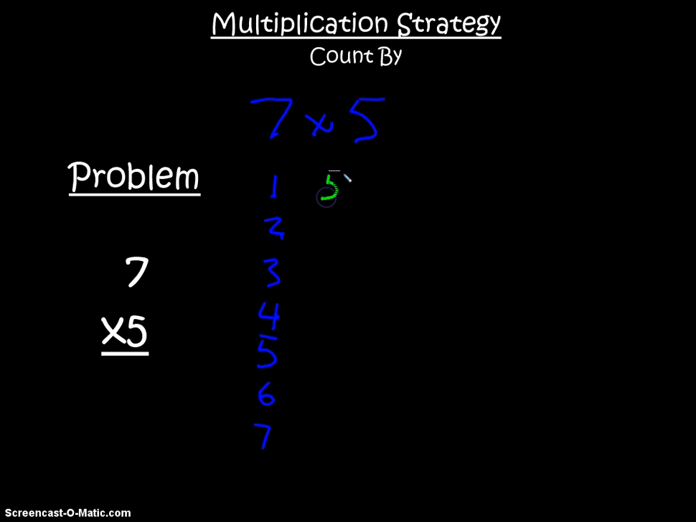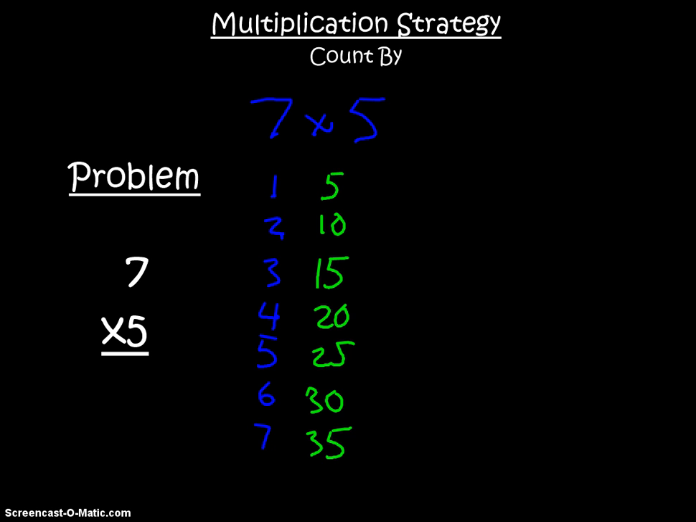So we're going to count 5, 10, 15, 20, 25, 30, 35. So 7 times 5 is 35.